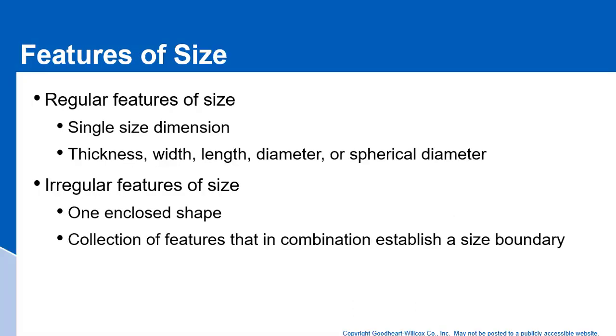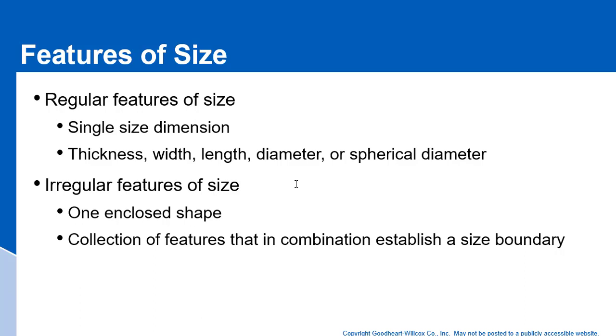Okay, let's start with some definitions. Feature of size. A feature of size is a feature on a part drawing or a part that has a single size dimension. It could be a thickness, it could be a width, it could be a length, it could be a diameter, like a hole diameter, or a cylindrical diameter, or it could be a spherical diameter. These are features of size.